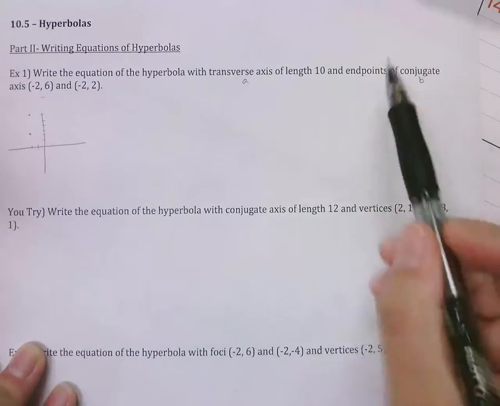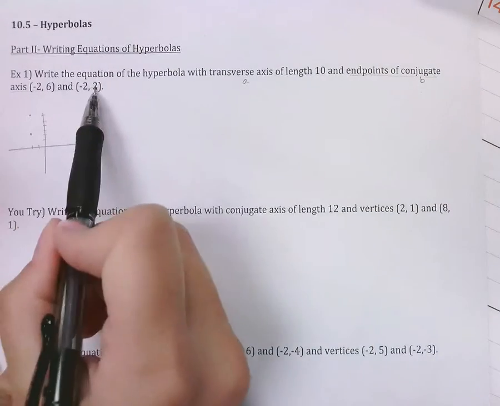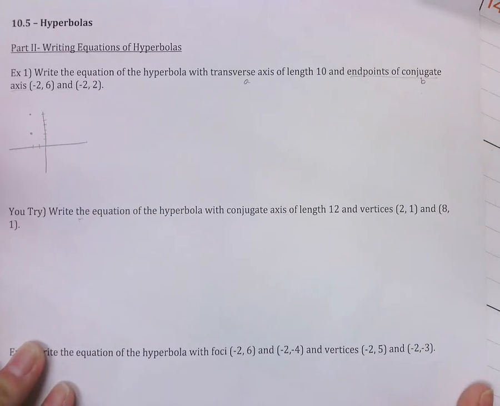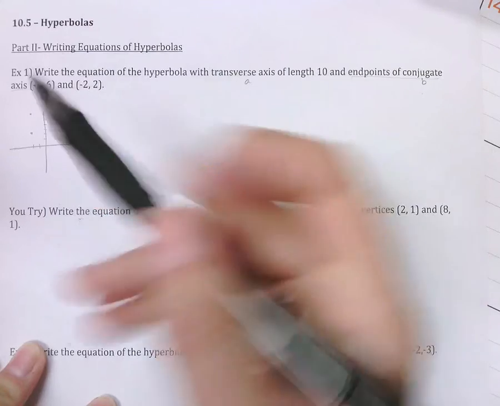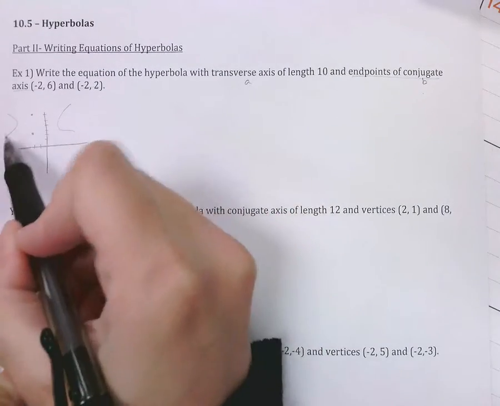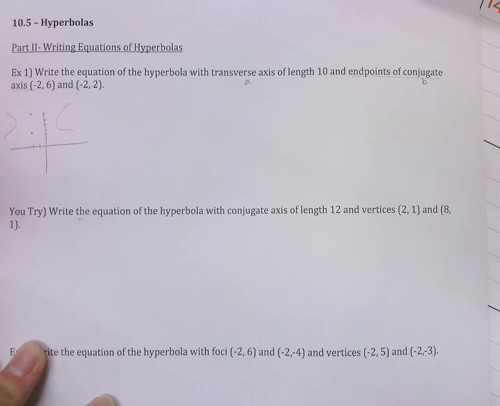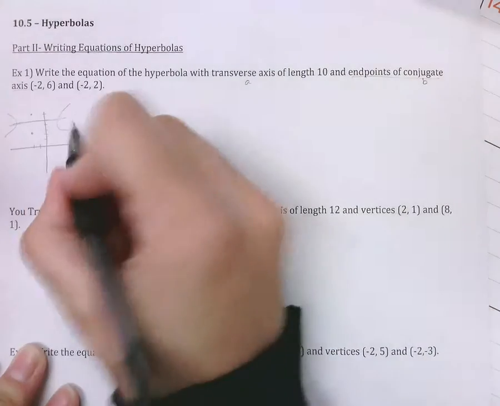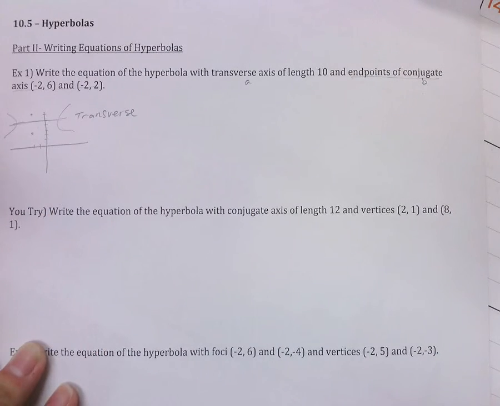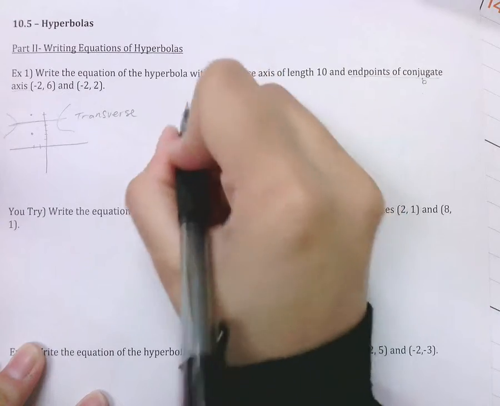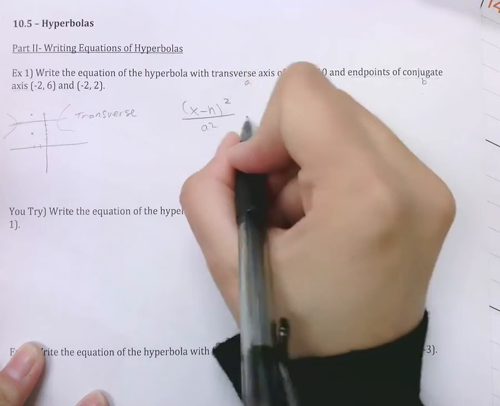So these 2 points are endpoints of the conjugate axis. If the endpoints of the conjugate axis are in the vertical direction, then that means that the rest of the hyperbola is going to open left or right, because the hyperbola itself is on what we call the transverse axis. So if the conjugate axis is vertical, then the transverse axis is horizontal, which means we're starting with x. So your general equation should look like this.